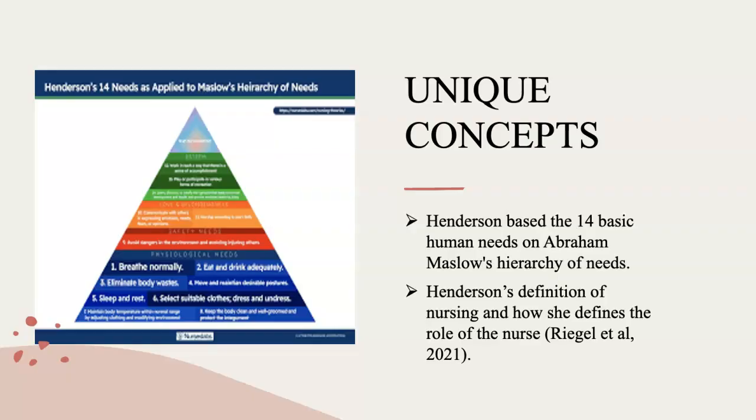One concept that is unique is that she based her theory off of Maslow's hierarchy of needs. She explained concepts 1 to 9 are under physiological needs. The 9th component is under the safety needs. The 10th and 11th components are under the love and belonging category. The 12th, 13th, and 14th components are under the self-esteem needs.